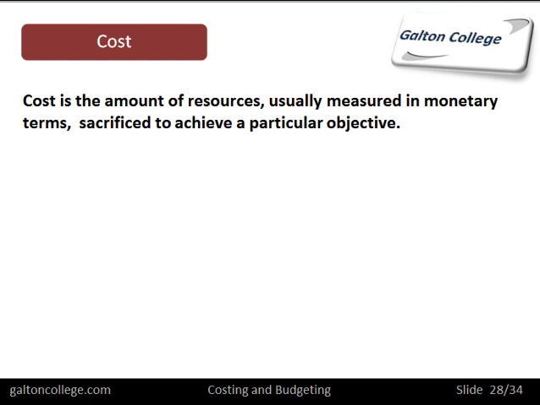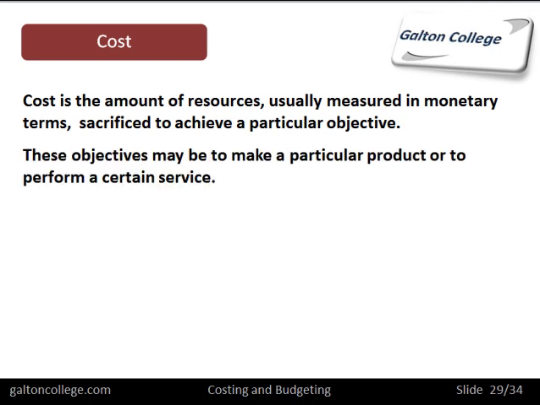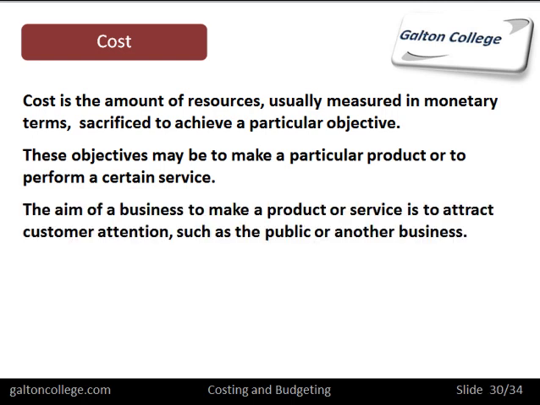It's not just a question of stocking the stores. It's stocking the stores to the right level. Too little and production will stop. Too much and it's wasteful, because the excess could have been invested elsewhere. As I said, it's what economists call opportunity cost. These objectives may be to make a particular product or to perform a certain service. So the costs are incurred with an objective in mind, to make a particular product or provide a certain service. They're not just incurred for the fun of it.